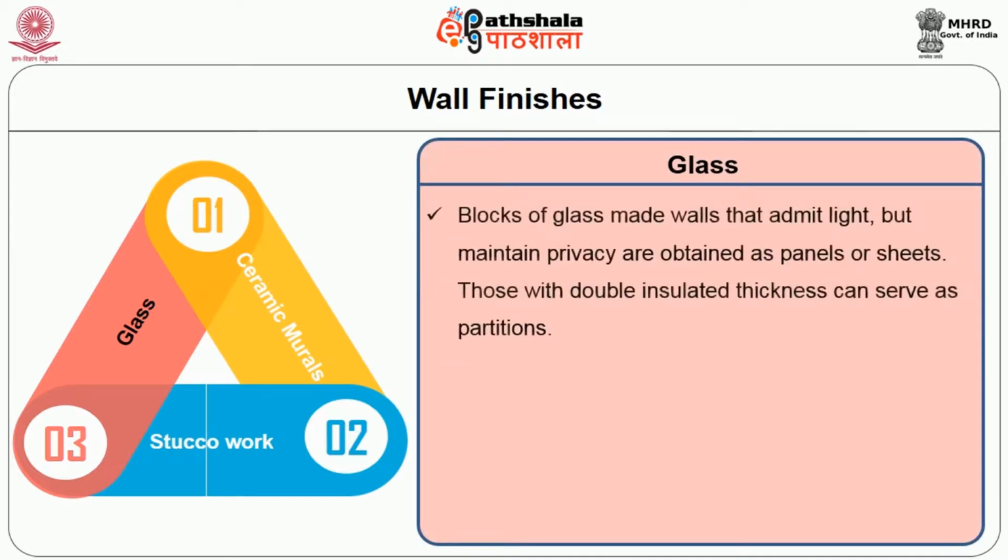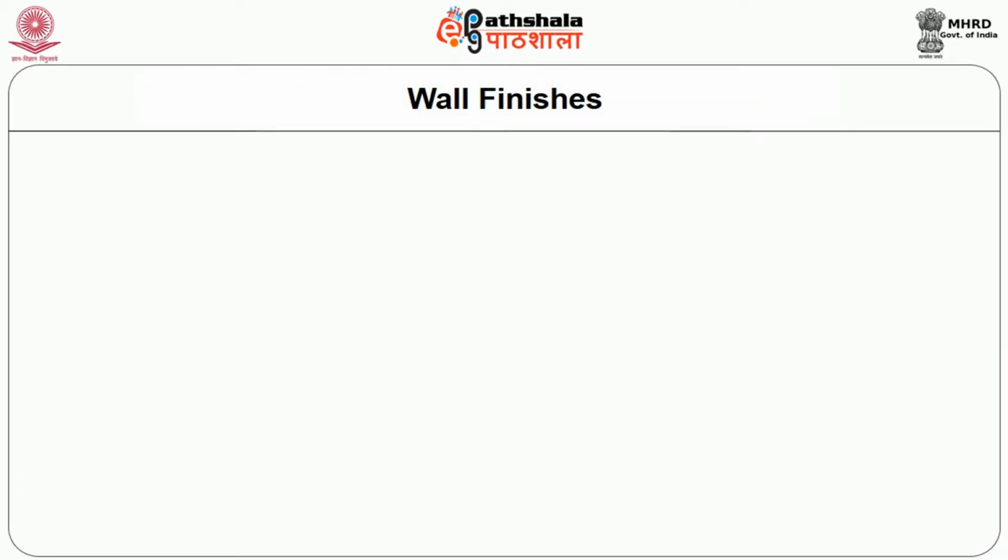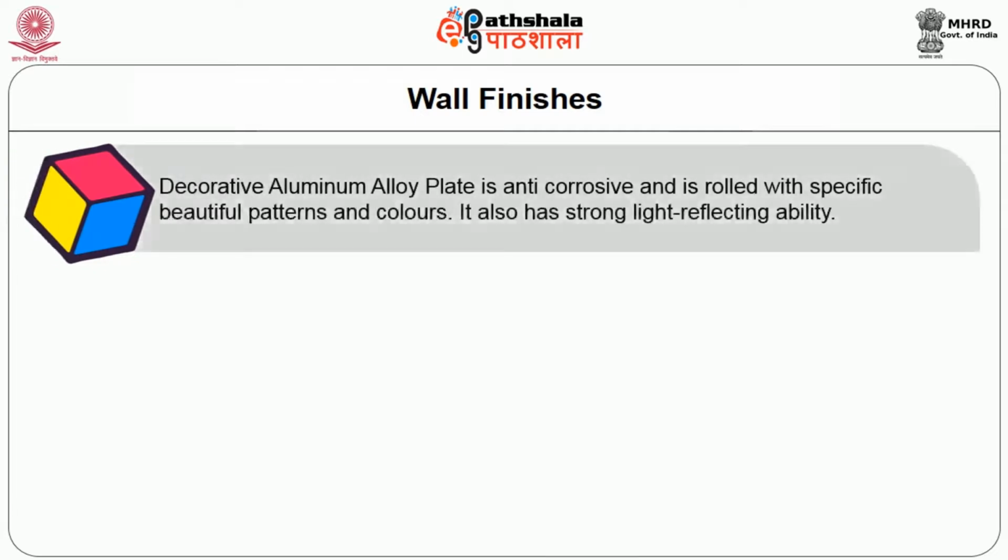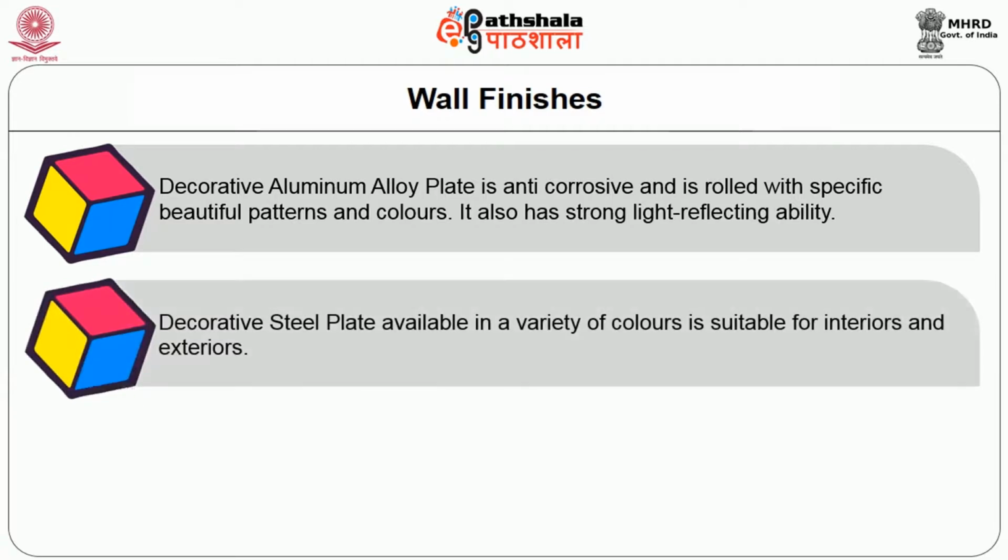Glass. Blocks of glass made walls that admit light but maintain privacy are obtained as panels or sheets. Those with double insulated thickness can serve as partitions. Metal and non-metal finishes. Decorative aluminum alloy plate is anti-corrosive and is rolled with specific beautiful patterns and colors. It also has strong light reflecting ability. Decorative steel plate, available in a variety of colors, is suitable for interiors and exteriors.